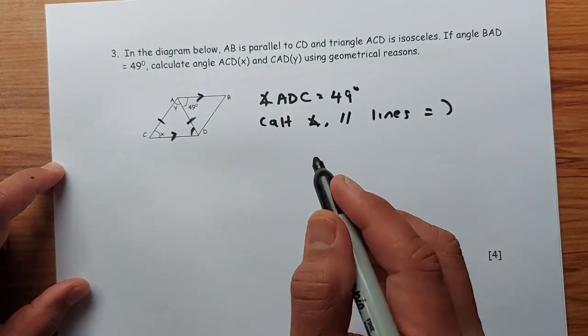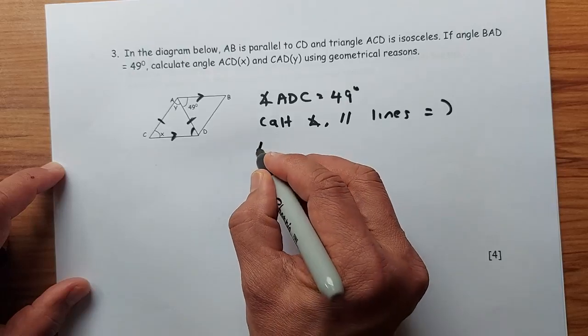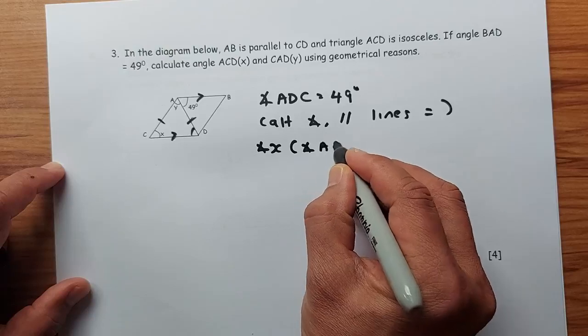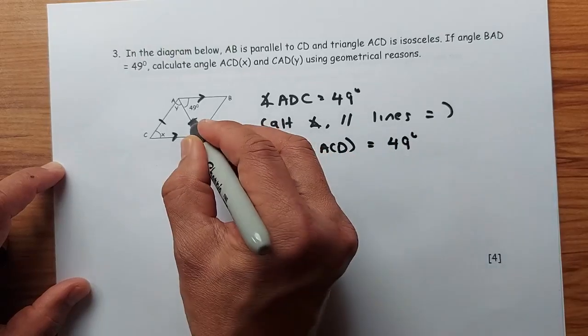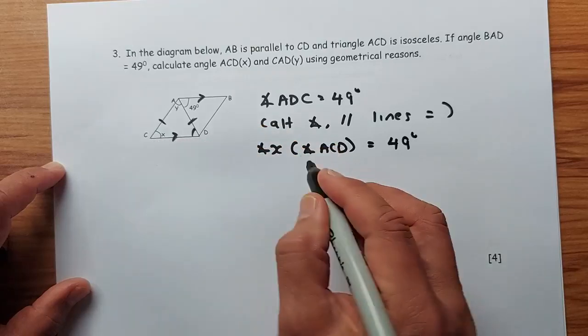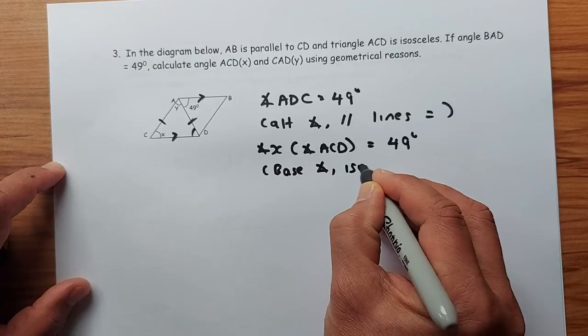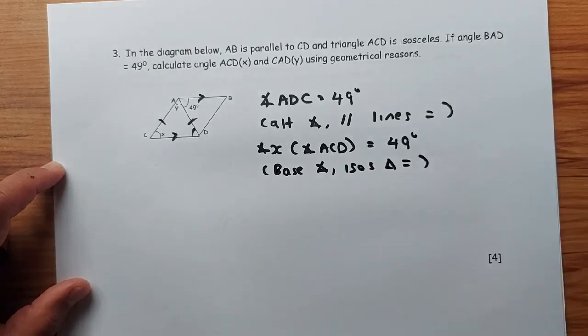Now once you know this angle is 49, angle X, also called angle ACD, they are the same. They are also equal to 49 because this is an isosceles triangle. So the base angles of an isosceles triangle are equal. That will give you 2 marks in the exam.